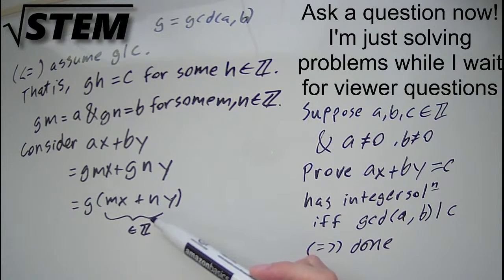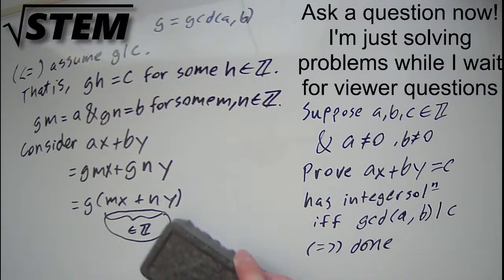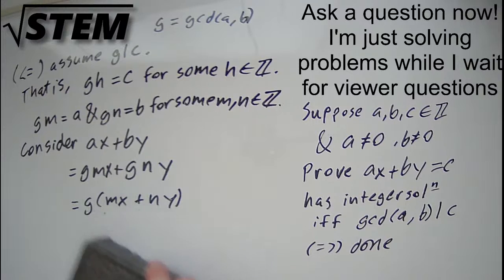Also, this right here, I've just assumed that x and y are integers, which we don't know yet. That's what we're trying to prove. At this point, they could be real numbers or irrational numbers. I guess irrational numbers are real numbers. You know what I mean.